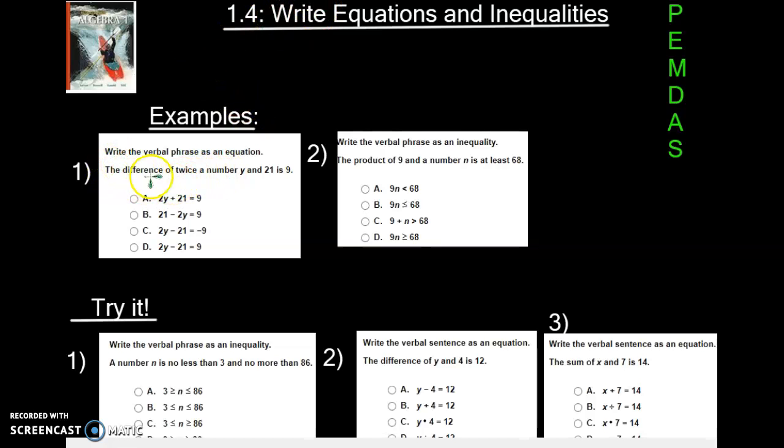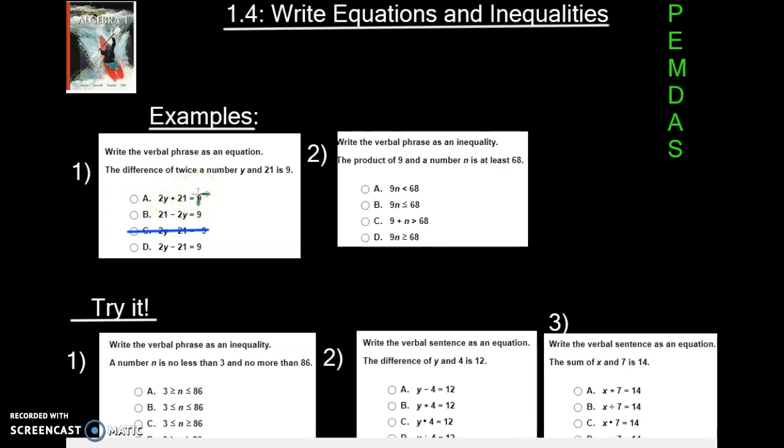The first one says to write the verbal phrase as an equation. The difference of twice a number y and 21 is 9. So if it says "is" something, we can already assume it's equal. It uses an equal sign. It says it's equal to 9, so we can immediately rule out option C as it says it's equal to negative 9. The others look good so far, so let's move on.